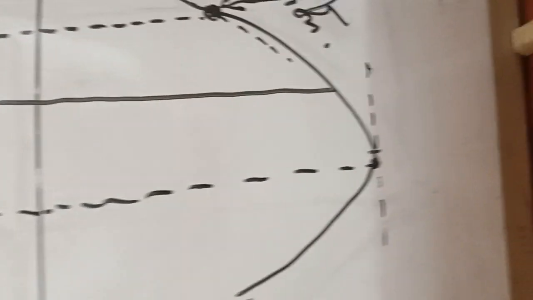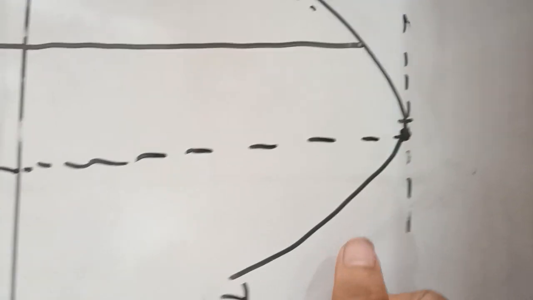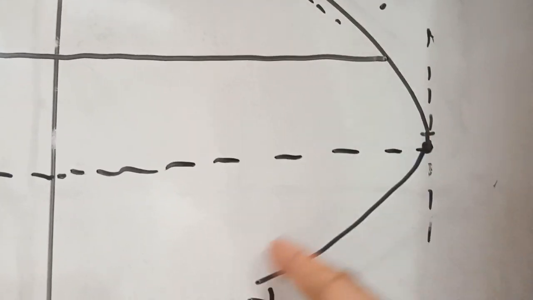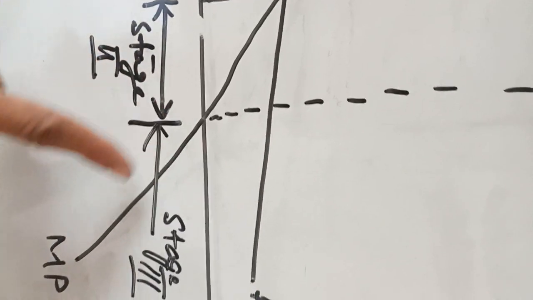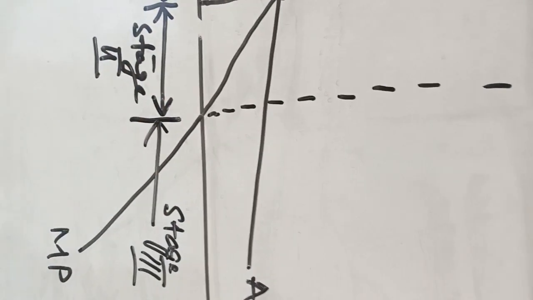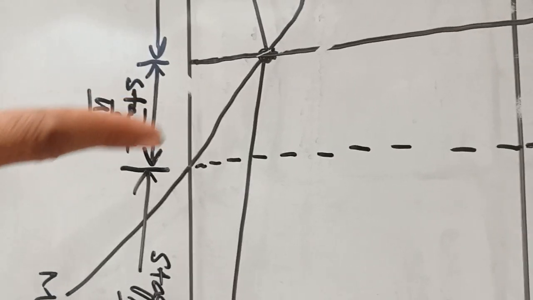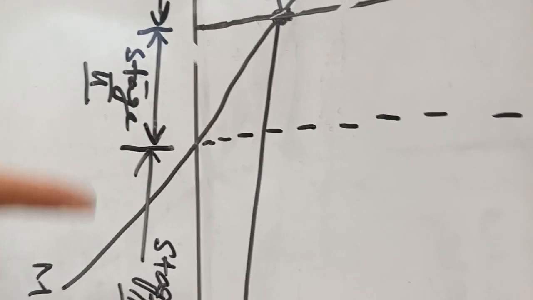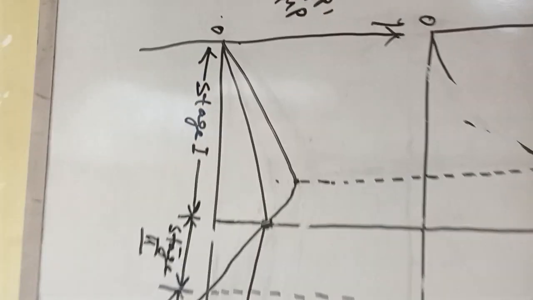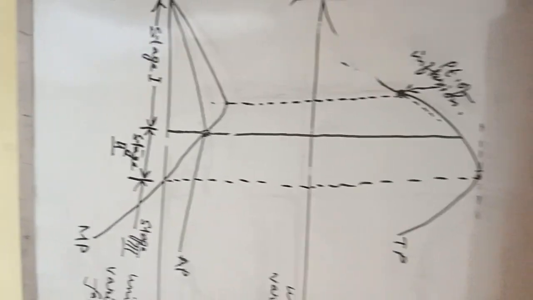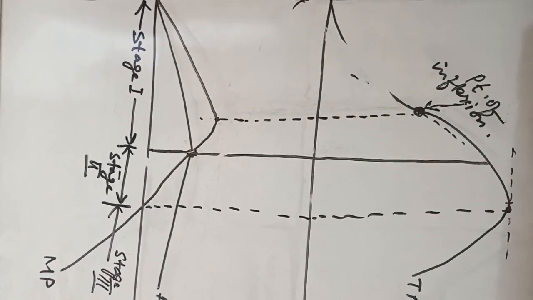And after the maximum point, when total product starts falling, in this portion, when it's falling, then MP becomes negative. How do you understand? Because here the MP curve goes below the x-axis. When the curve goes below the x-axis, it is negative. So this is how we draw the MP curve following the total product curve.